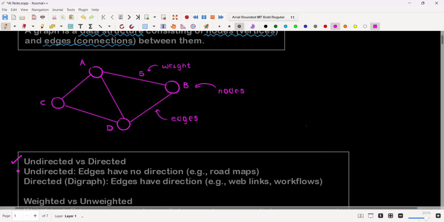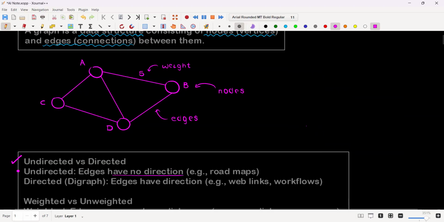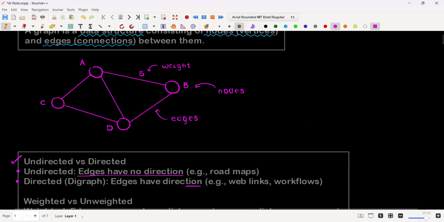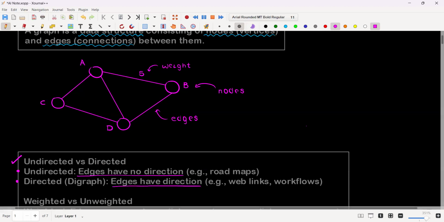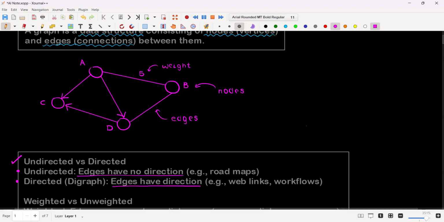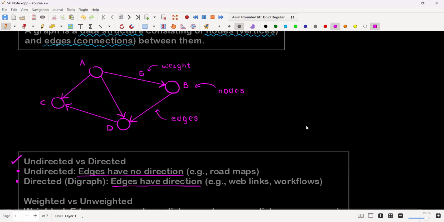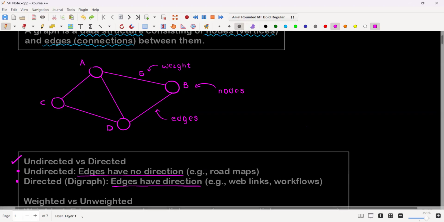Undirected graphs are graphs whose edges have no direction and are often relevant in road maps. Directed graphs, also known as digraphs, have edges with direction. So for example, if every edge on this graph has an arrow signifying what direction each edge points to, this would become a directed graph or a digraph. But usually in the Cambridge A2 level computer science syllabus, you encounter undirected graphs only.